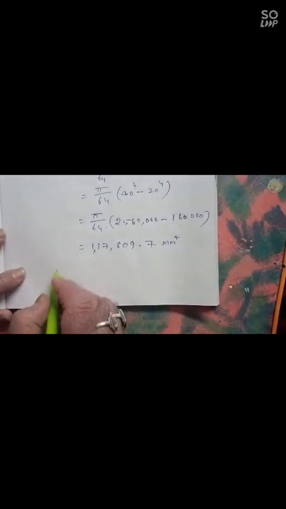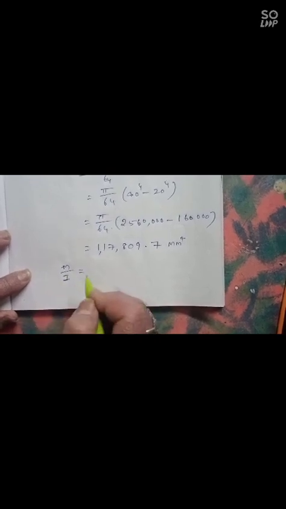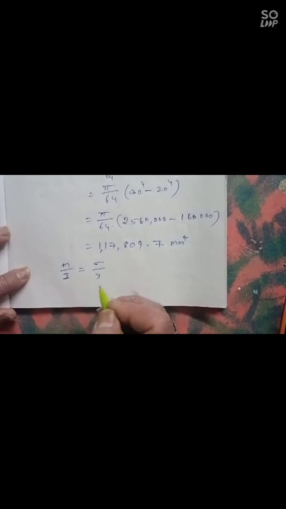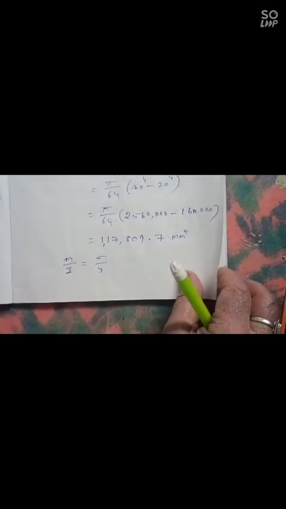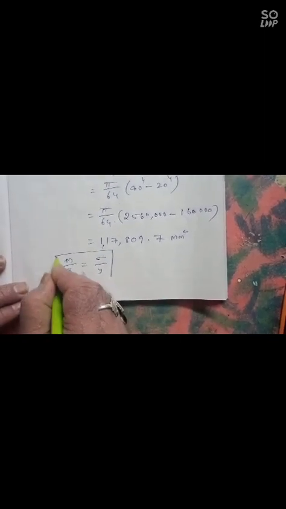Now, using the formula, M by I is equal to sigma by y.